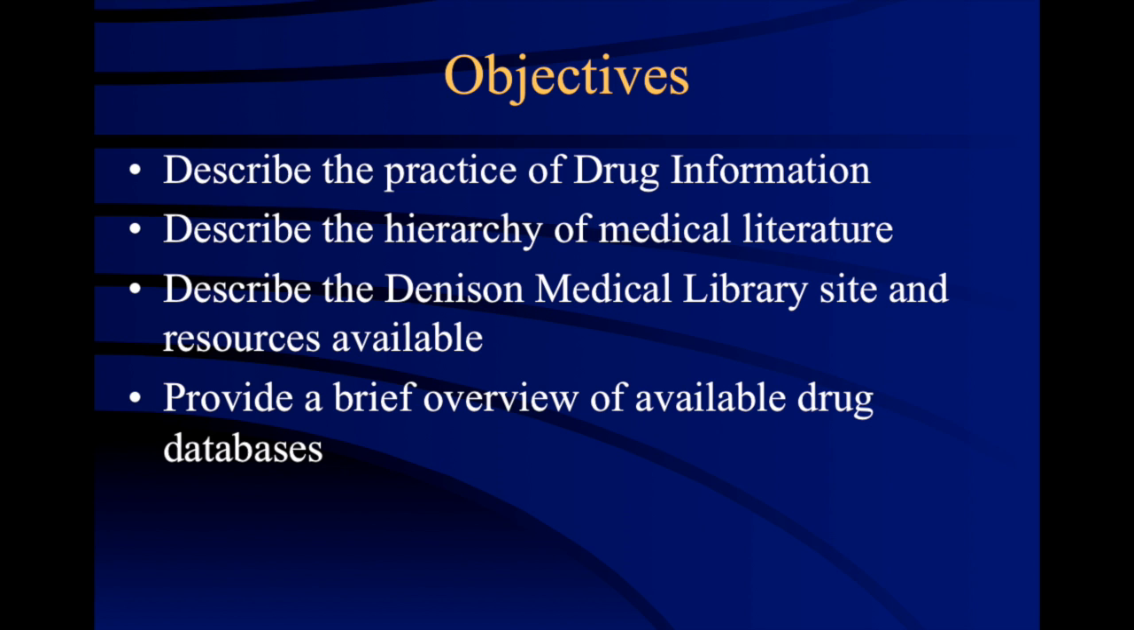The objectives of Lesson 1 are to describe the practice of drug information, describe the hierarchy of medical literature, describe the Denison Medical Library site and the resources available to you, and to provide a brief overview of available drug databases.